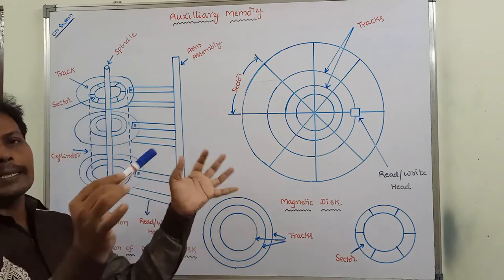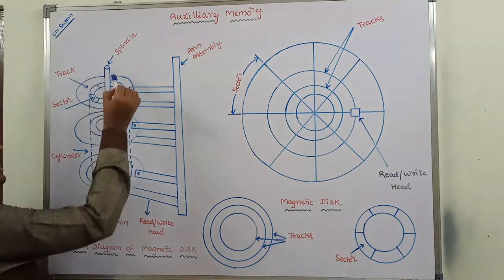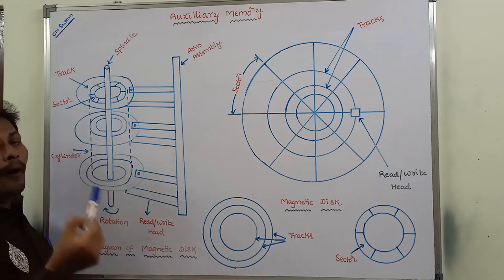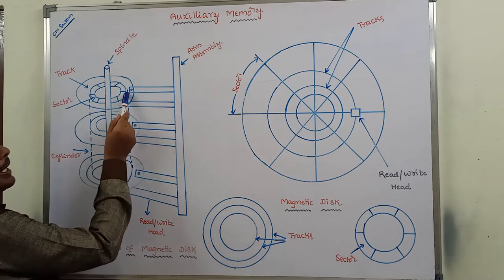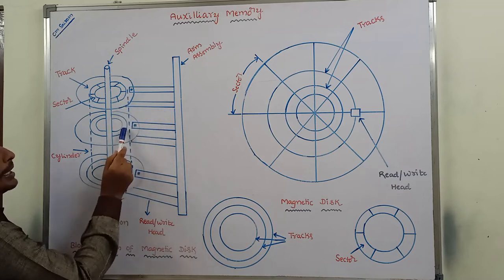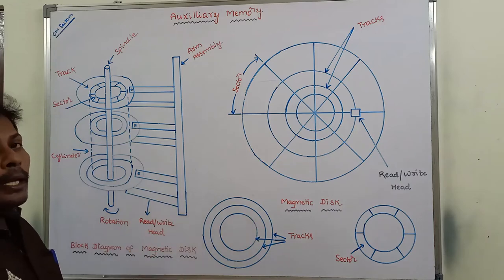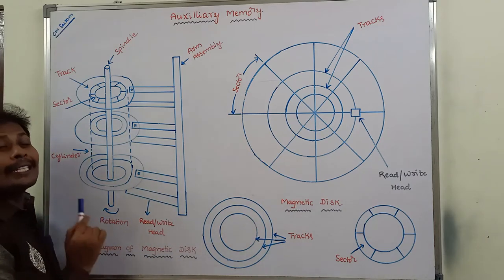All the discs are stacked on one spindle. So here, several discs are stacked on one spindle with a read-write head available on each surface of the disc. All the discs are rotated together with high speed.